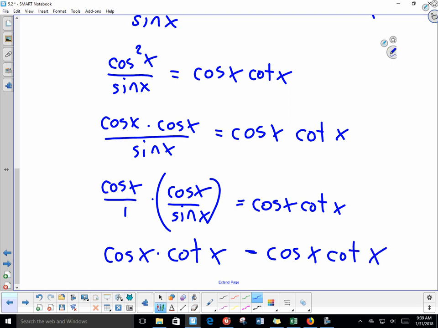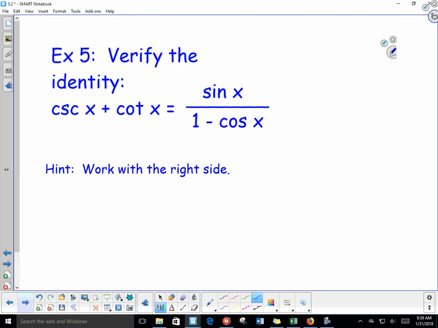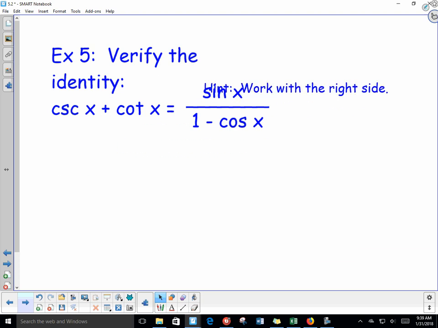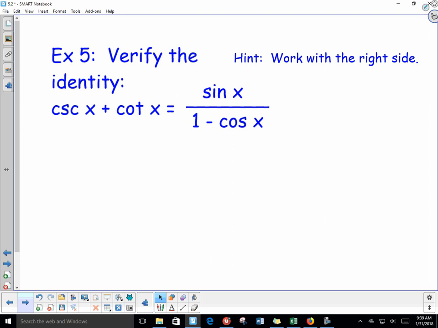All right, there is more than one way to do these problems, but I'm just showing you one possible way for these. Let's take a look at this one. Verify the identity. Cosecant x plus cotangent x equals sine x over 1 minus cosine x. And the hint is, really the right side is the more complicated side.